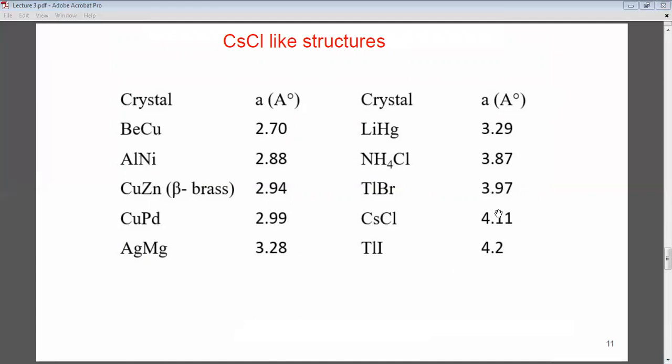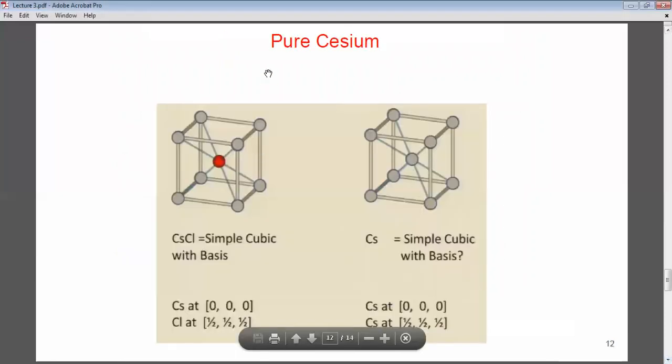Now we can do something else. We can look at pure cesium. So again, let's look at cesium chloride. We agreed that cesium chloride is a simple cubic with a basis where I have cesium or chloride at the corners, and chloride or cesium in the middle. Now, what if I look at pure cesium? Can I say that cesium by itself is simple cubic with a basis where I have cesium at the corners of the unit cell and cesium at half, half, half?